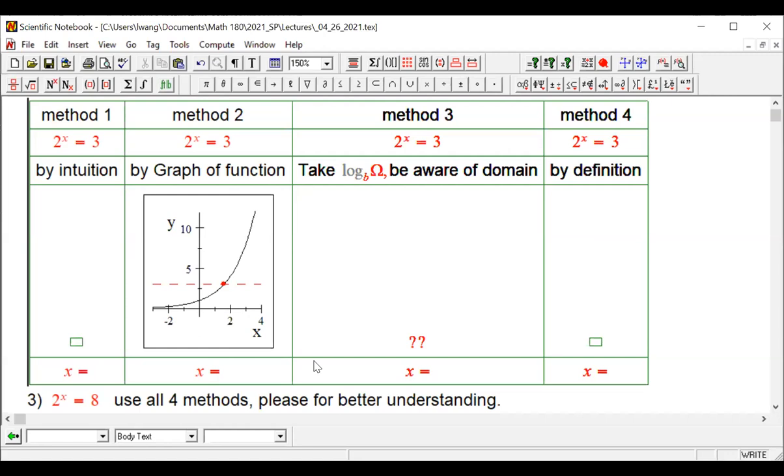Okay, let's not talk about all four methods. Do you have a method? Have you used a method and found a solution? If you do, you're good.